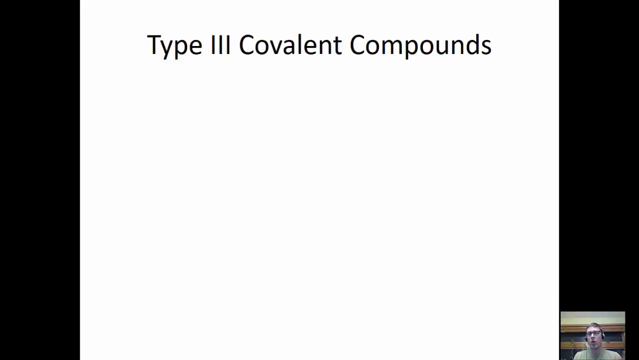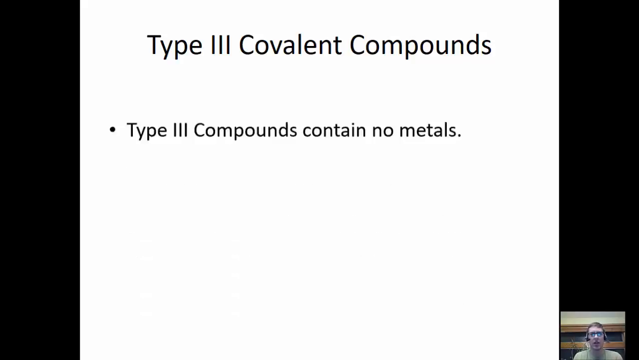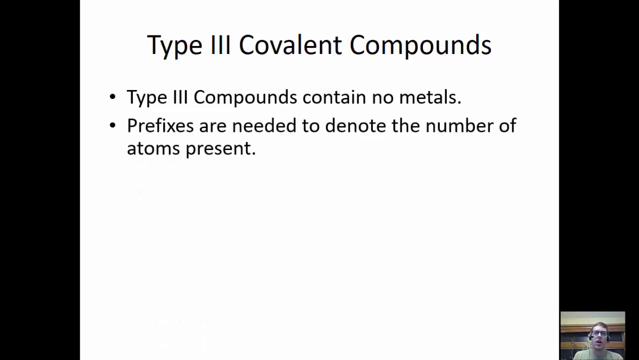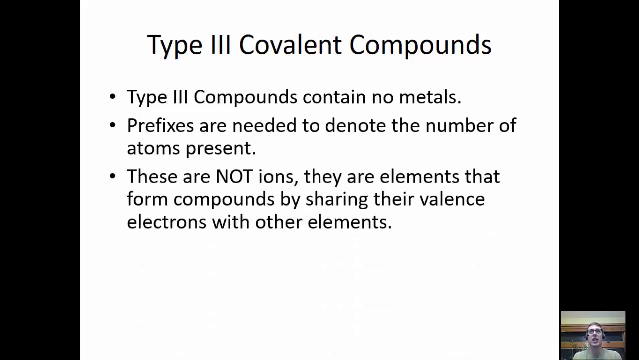Covalent compounds are also called type 3 compounds, and they contain no metals. Remember, if you have a metal, that's going to form a cation, and cations are ionic bond forming. Prefixes are needed to denote the number of atoms present, because again, we're not bonding with ions, so there's not going to be a typical ratio. So you need to actually show that with prefixes.